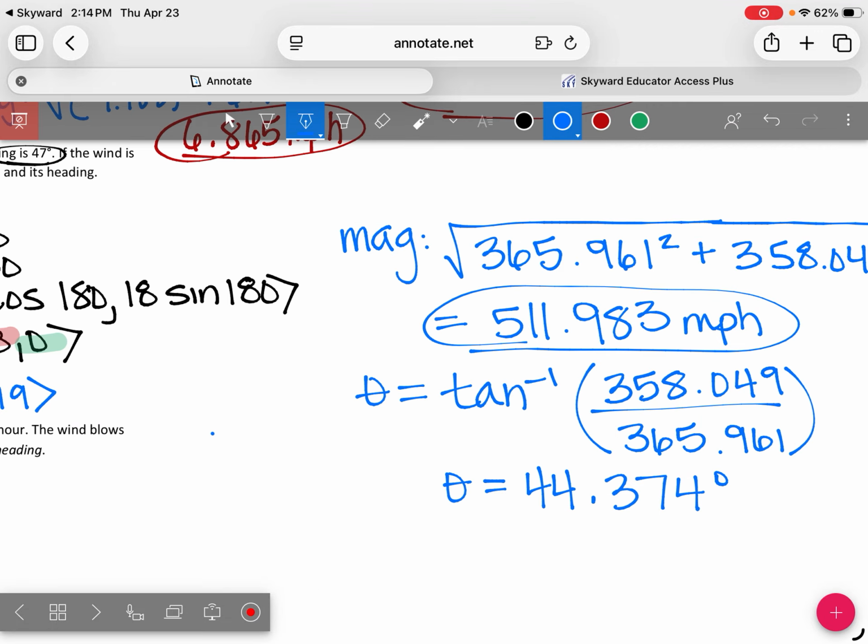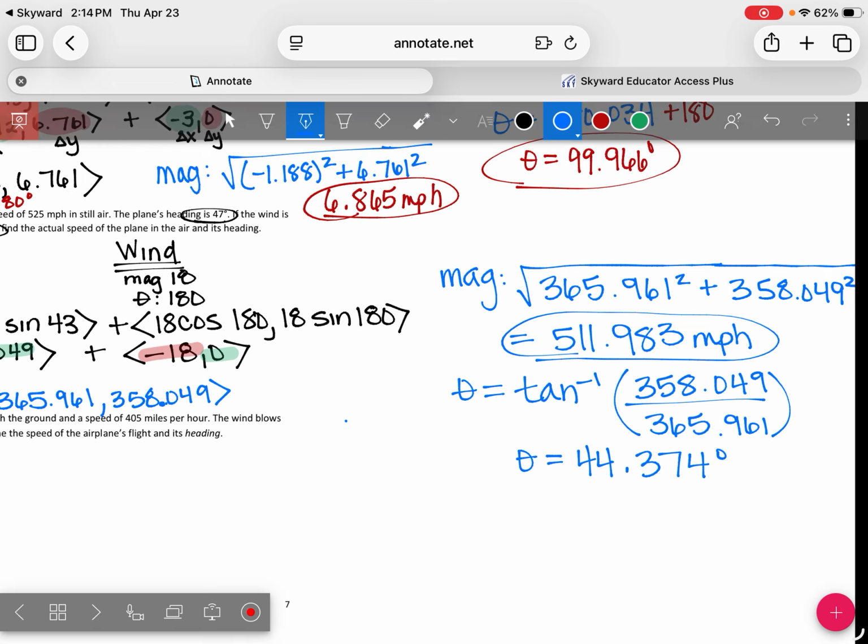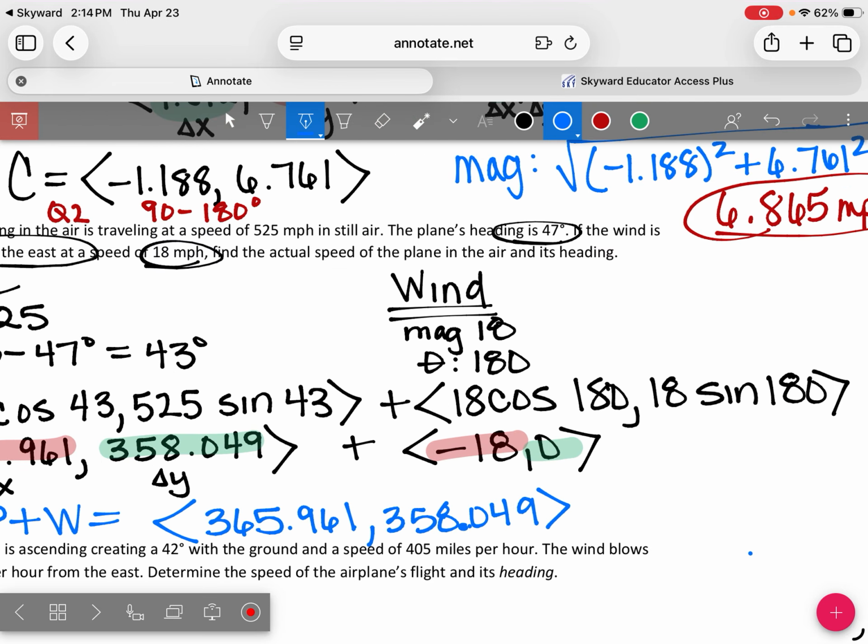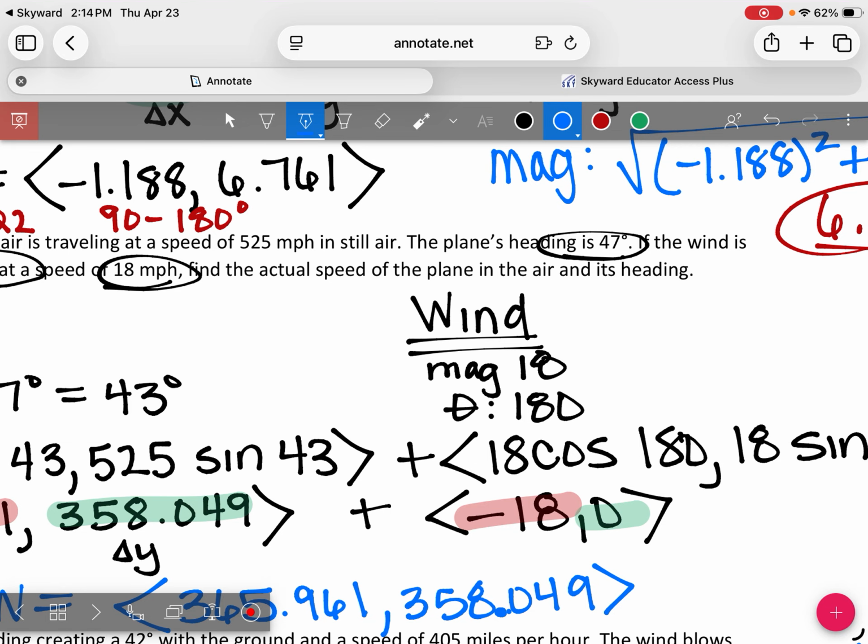Okay, this is what I got. I got 511.983 for the speed, and I got 44.374 for the direction. But there's a reason why I didn't circle that. Let's go back to the question. What did it ask us to find? The speed and the heading.